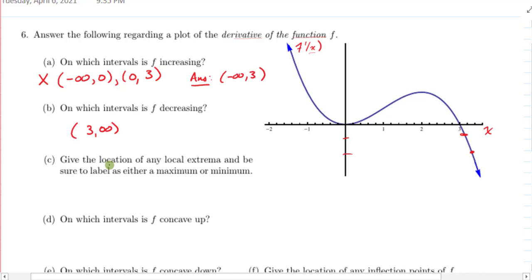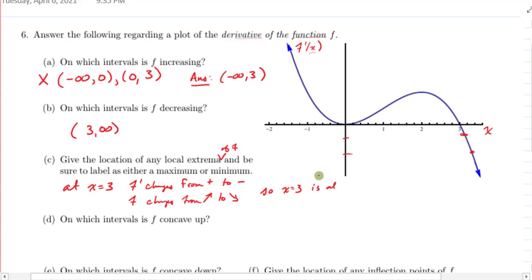So the function is decreasing on the interval from 3 to infinity. Okay, since we're looking at the graph of f prime, let's state where the original function has extrema. And by the way, I should have been a little more careful here. I'll fix this in your question. Give the location of any extrema of f, and be sure to label it as a maximum or a minimum. Notice that at x equals 3, f prime changes from positive to negative. But that tells me that the original function, f, changes from increasing to decreasing. So x equals 3 is a local maximum of f.